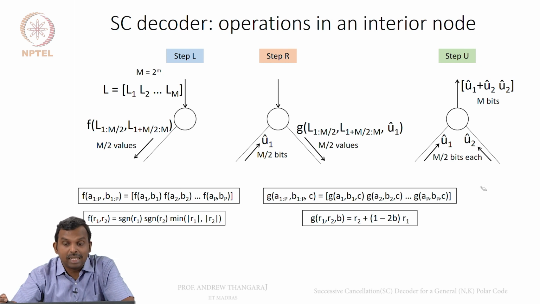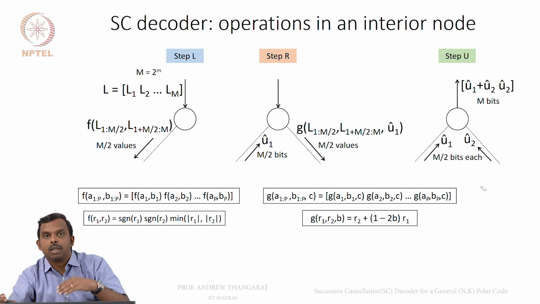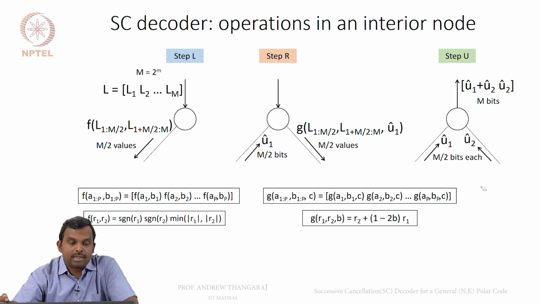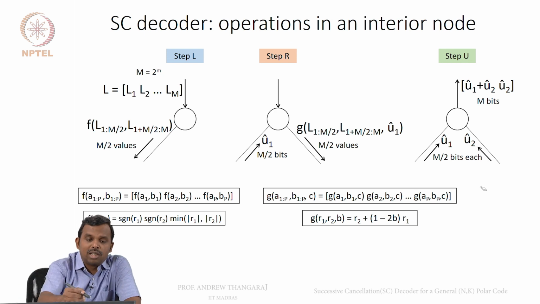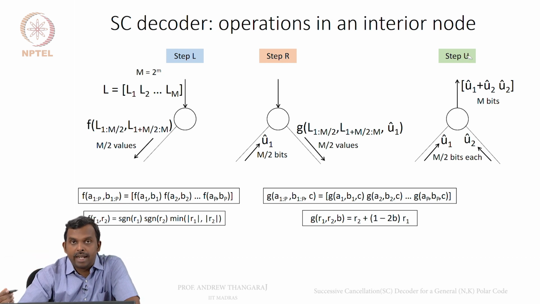So what are the operations in an interior node? What is an interior node? Any node which is not a leaf in a binary tree is an interior node. The interior node will always have this kind of a setup. There are three different steps or operations it has to do. I'm going to call the first one L, because it involves sending beliefs to the left child. The second one is R, because it involves sending something to the right child, and the third one is U, which you can think of as up. It involves sending messages back to the parent.